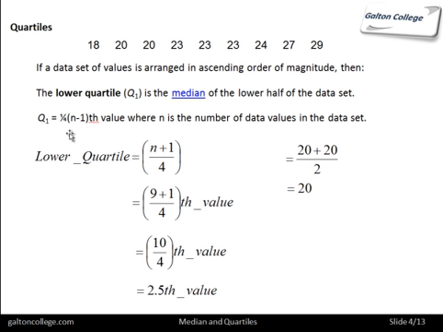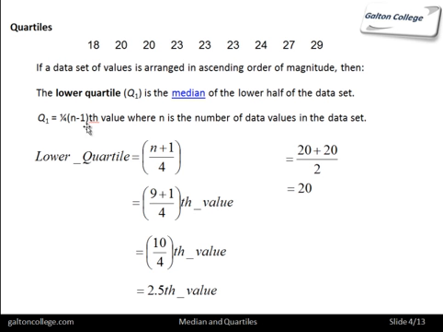So it's worked out the same way. Here's our set of numbers again. Now the data is arranged in ascending order of magnitude. Then the lower quartile, that's the first quartile, Q1, is the median of the lower half of the set. So the first quartile is a quarter.